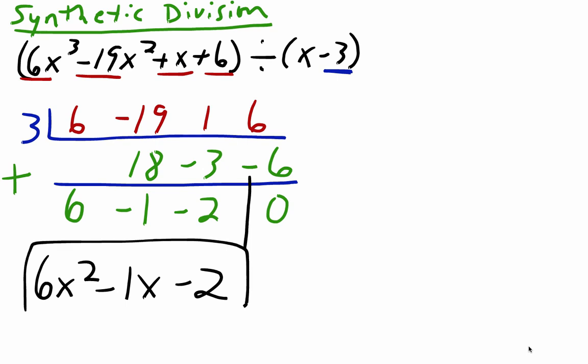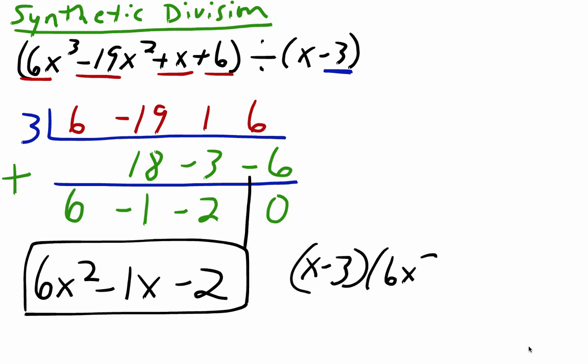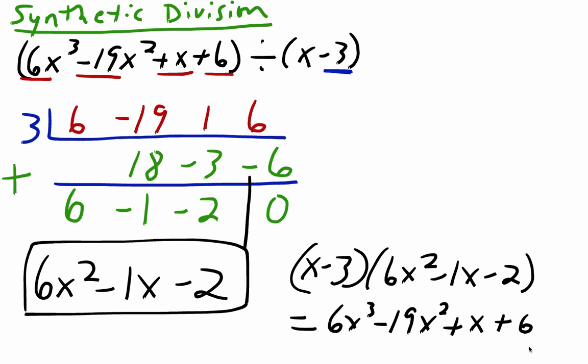So that is my answer, and since, once again, I don't have a remainder, that is a factor. So that means x minus 3 times 6x squared minus 1x minus 2. Those are factors of the original polynomial. So if I would multiply those two together, I'd get my original answer. And you can see I multiplied those out, and I did get that answer.